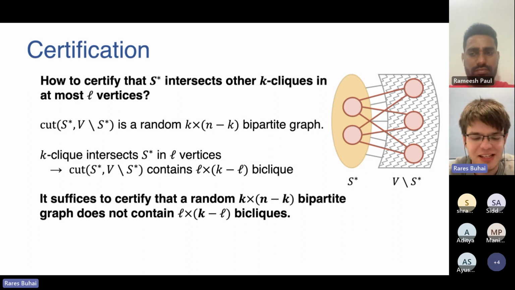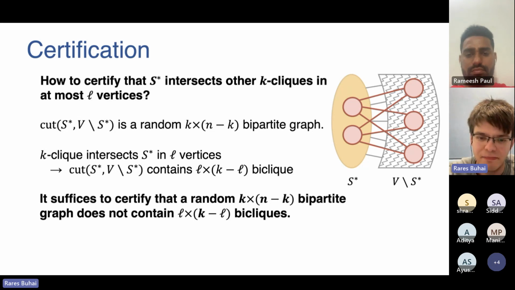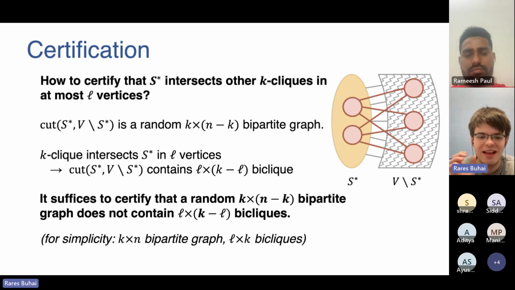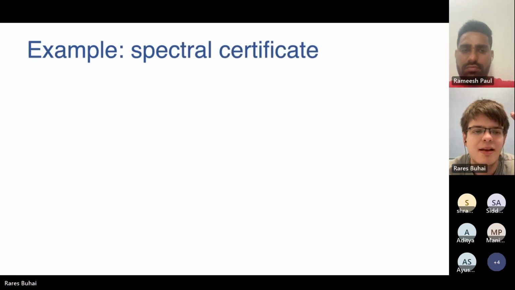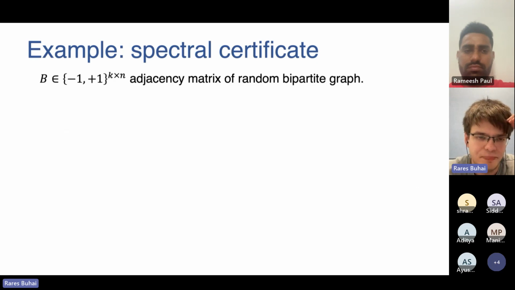So for the certification, we're really going to focus on this task. We're going to ignore the planted clique from now on, and ask: can we certify that in a random k by n minus k bipartite graph, you don't have L by k minus L bicliques? For simplicity, I'm going to talk about k by n bipartite graphs and L by k bicliques, so I'm going to replace n minus k and k minus L by n and k. Let's see how a simple certificate for such a problem could look, and then I'm going to present our actual certificate. The example is a spectral certificate.